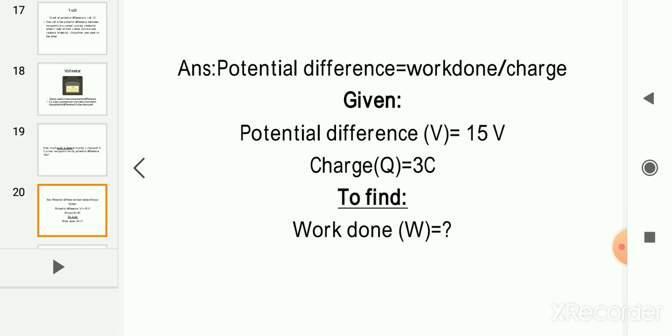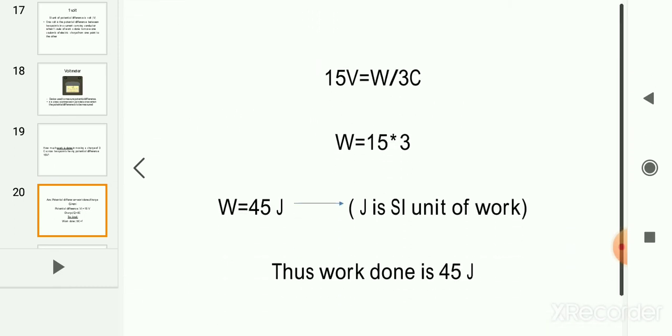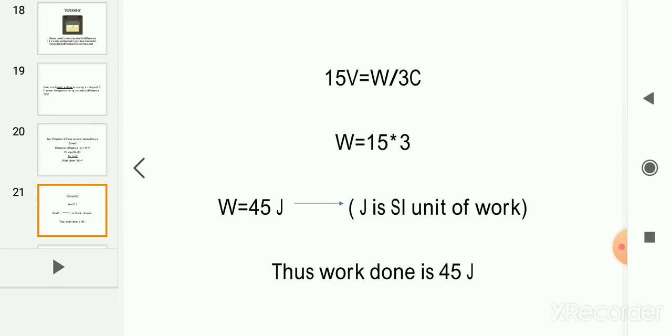Potential difference V is given as 15 volts, charge Q is 3 coulombs, and you have to find the work done, W. 15 volts is equal to W by 3 coulombs. W is equal to 15 into 3, just cross multiplication. W is equal to 45 joules. You all know that the joule is the SI unit of work. So the work done, W, is equal to 45 joules.